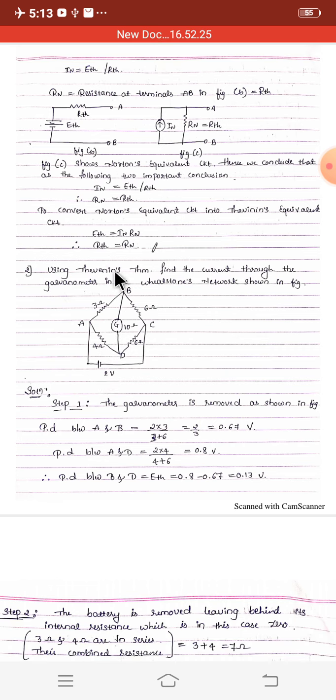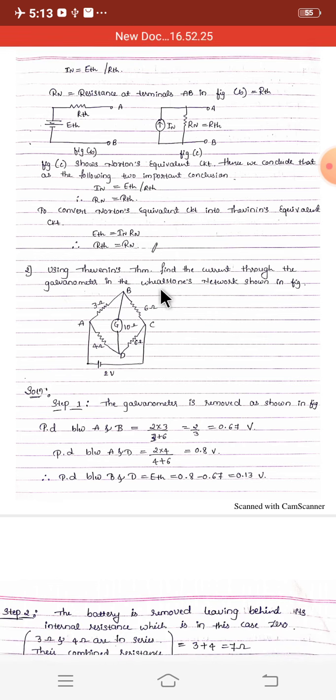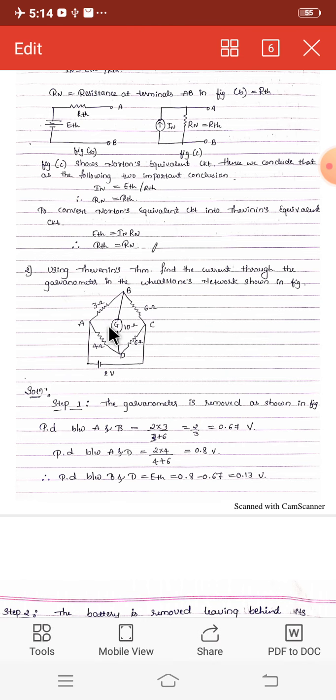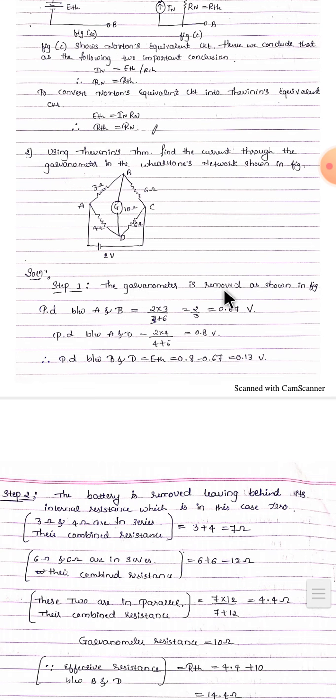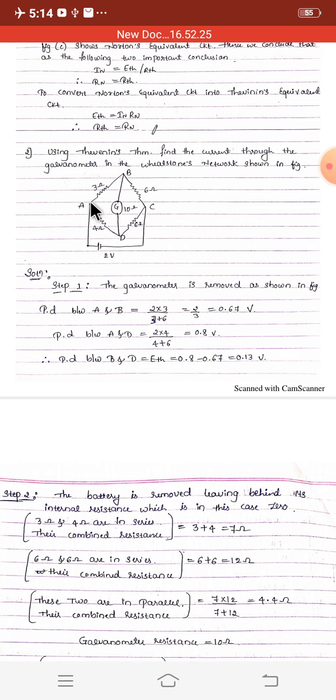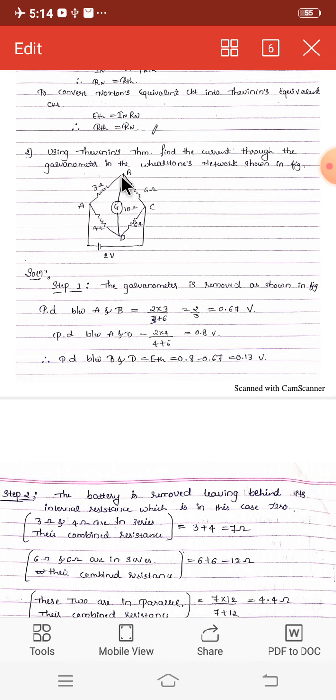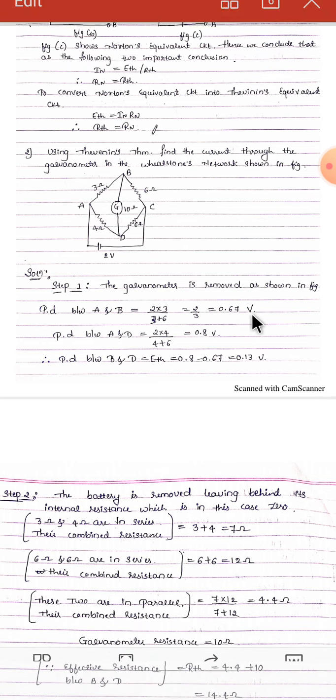Now we have to find the current flowing through this galvanometer using Thevenin's theorem. Step 1: the galvanometer is removed as shown in figure. First, remove this galvanometer. Potential difference between A and B is 2 into 3 divided by 3 plus 6, that is 2 by 3, equal to 0.67 volt.